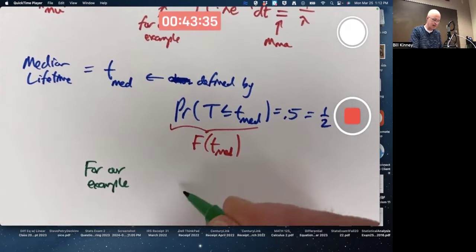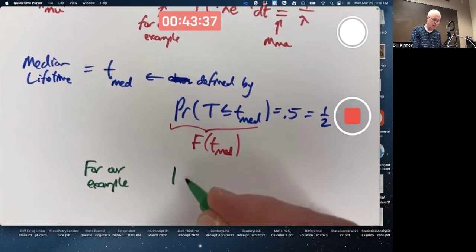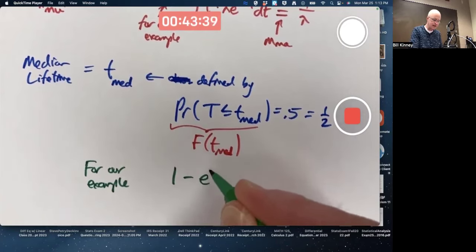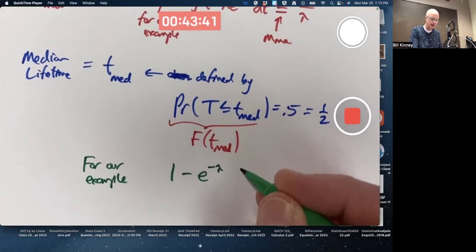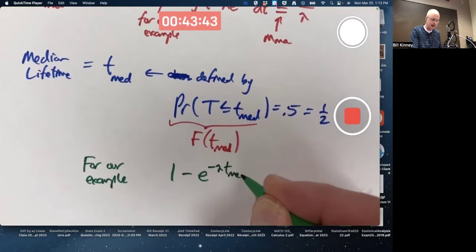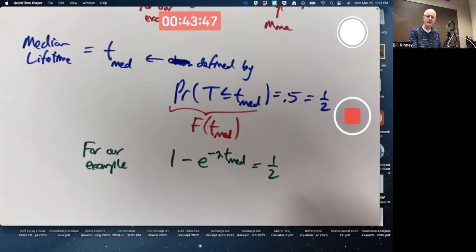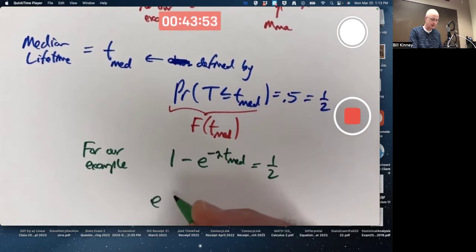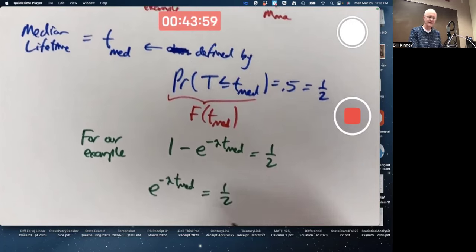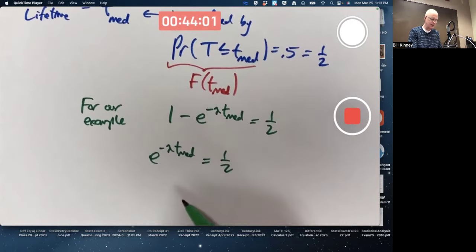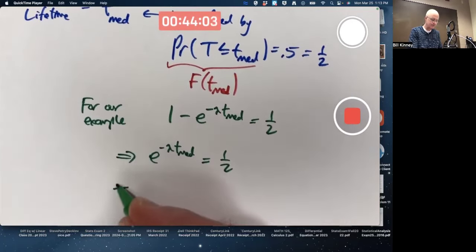what does this become? The CDF is 1 minus e to the negative lambda t. So I get 1 minus e to the negative lambda t med needs to equal 1/2. Solve for t med. It's an algebra equation. No more calculus to do. This means e to the negative lambda times t med is also 1/2. Get rid of the e by taking the natural log of both sides.